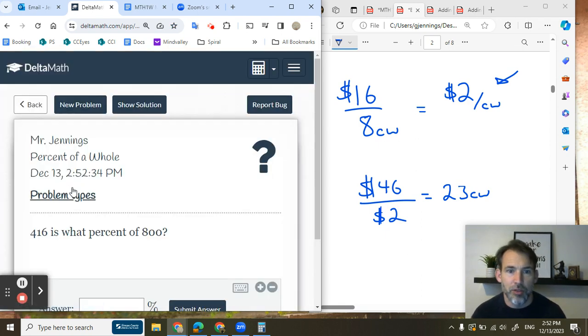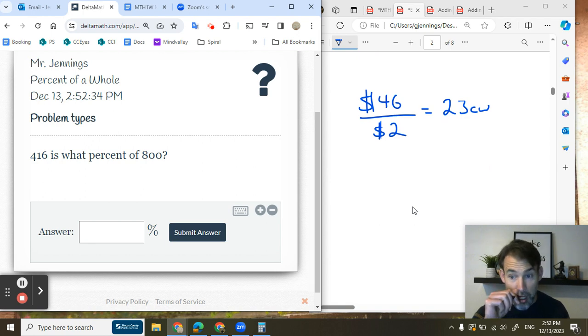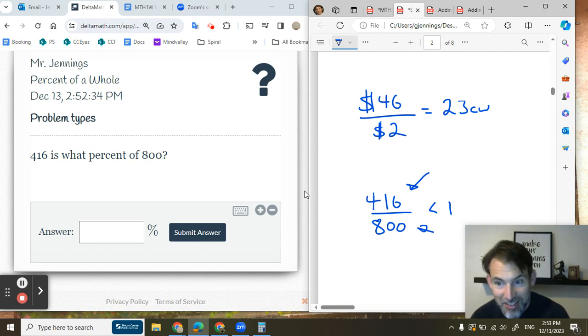So let's go. Percent of a whole. 416 is what percent of 800? This is what you do. You know that it's less than 100%. So you set up your fraction, 416 over 800. I know this will be less than 1, because the smaller number is on top and the bigger number is on the bottom, right? That's like cutting a pizza into 800 slices and you eat 416. Okay, you ate 52% of a pizza.